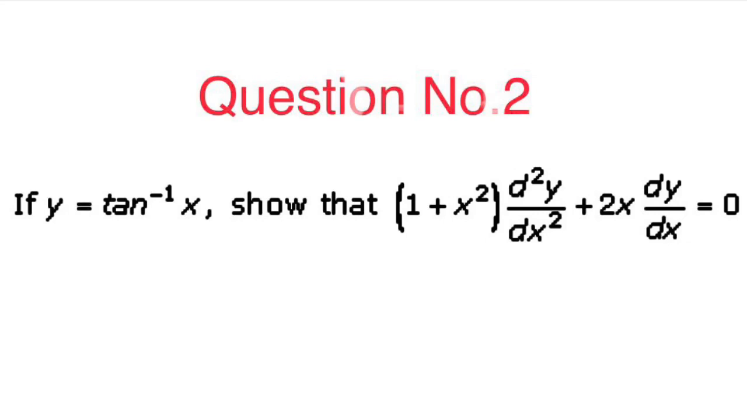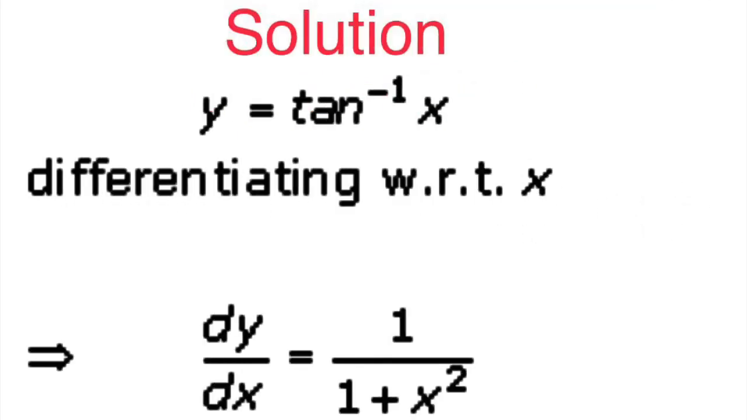Question number 2. If y equals tan inverse of x, then show that (1 plus x square) into d square y upon dx square plus 2x into dy upon dx equals to 0. Let's see the solution of this.